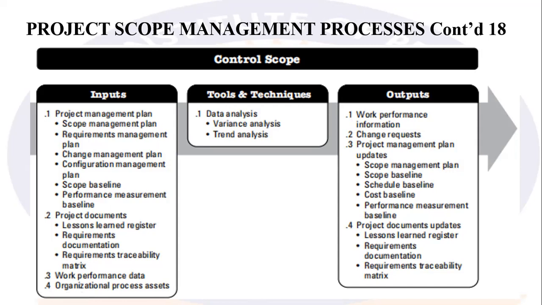On the tools and techniques, we have the data analysis, where we have the variance analysis and trend analysis. Just as their name sounds, variance, variation, the difference between what was planned versus what is done. And then trend, the ongoing, what is currently happening, okay? The outputs, we have the work performance information, change requests, project management plan updates, where we'll be updating the scope management plan, scope baseline, schedule baseline, cost baseline, performance measurement baseline. And then we'll have number 4, project documents updates, updating lessons learned register, requirements documentation, requirements traceability matrix, okay?